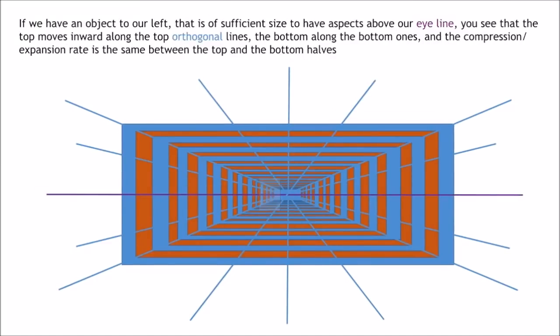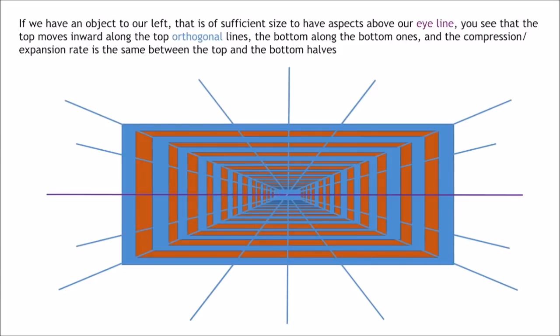If we have an object now to our left that is of sufficient size to have aspects above our eye line, you can see that the top moves inward toward the top orthogonal lines and the bottom along the bottom ones. And the compression and expansion rate is the same between the top and the bottom half. So we're going to keep this all to the left of our eye line, or excuse me, all to the left of the vertical orthogonal line. And you will see that it will always remain there. It will always maintain itself to the left of that side.